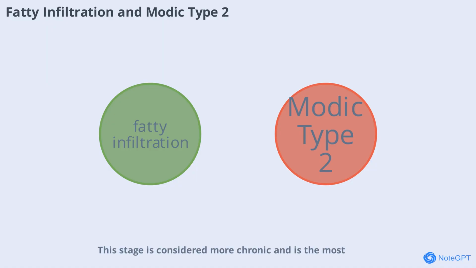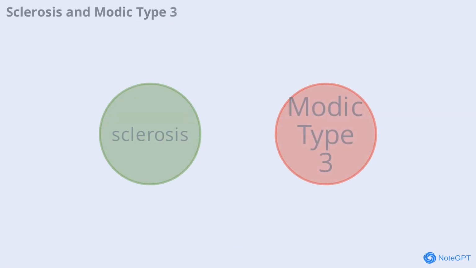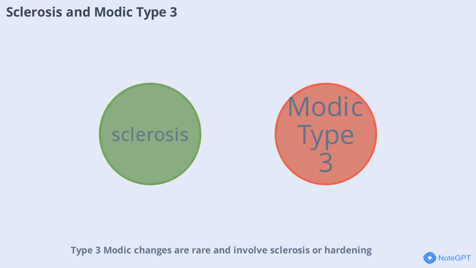This stage is considered more chronic and is the most common type seen in older adults with degenerative spinal disease. Type 3 Modic changes are rare and involve sclerosis or hardening of the bone beneath the end plate. This stage is seen mostly in older individuals and may represent the end stage of the Modic change spectrum.